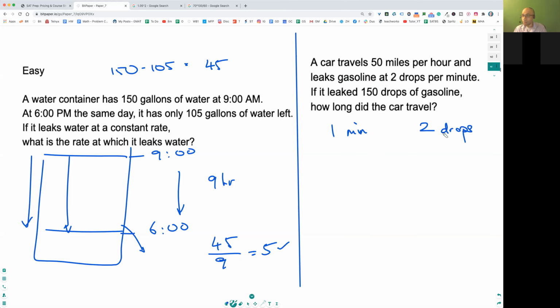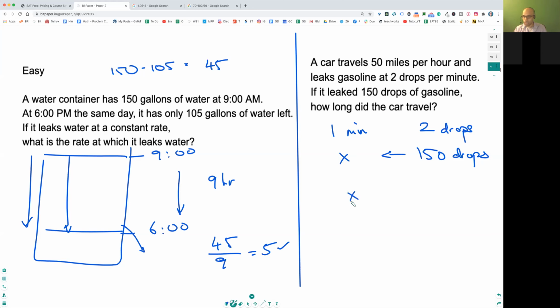In 1 minute you're dropping 2 drops, so 150 drops. Find out how many minutes. Well done, Suraj. Yes, 150 drops. How many minutes? So X minutes. Try to calculate how many minutes, and then it should be easier. So how many drops have you got? You've got 75 drops here. Try to calculate the answer.